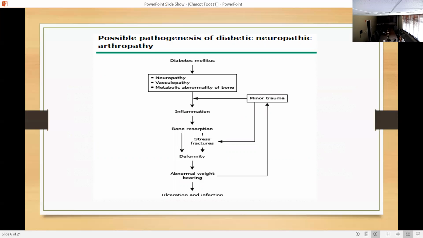So in the diabetic patient, they've got some neuropathy and vasculopathy, and again, metabolic abnormalities of the bone. Some sort of trauma usually causes an inflammation, and then the bone gets resorbed. That can lead to a deformity of the bone, and if they develop stress fractures from different traumas, also a deformity. Then their weight bearing becomes abnormal, which can lead to ulceration and infections. Next slide.